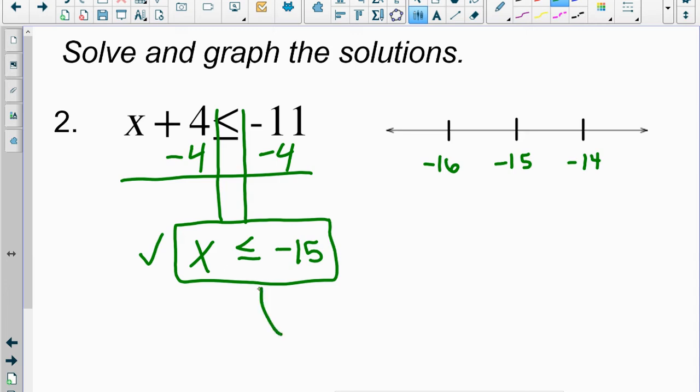My inequality symbol is less than or equal to. So negative 15 in this case is actually a solution to that inequality because negative 15 is equal to negative 15. So I fill in my circle, and then I want to shade the less than side. So I want to shade to the left. That's where all the other numbers are that are less than negative 15.